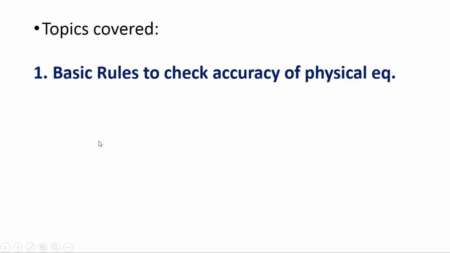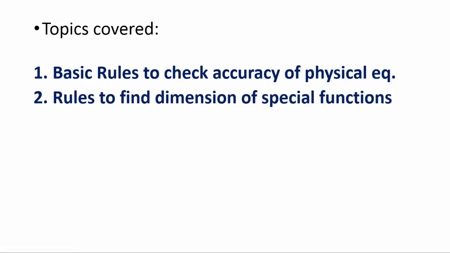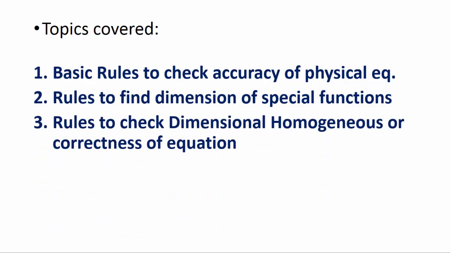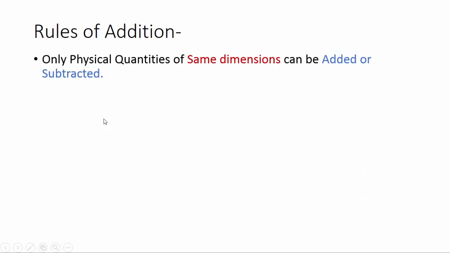Here we will cover these topics: basic rules to check the accuracy of physical equations, rules to find the dimension of special functions, and rules to check dimensional homogeneity, or correctness, of an equation. So here are the rules of addition. Only physical quantities of the same dimensions can be added or subtracted.